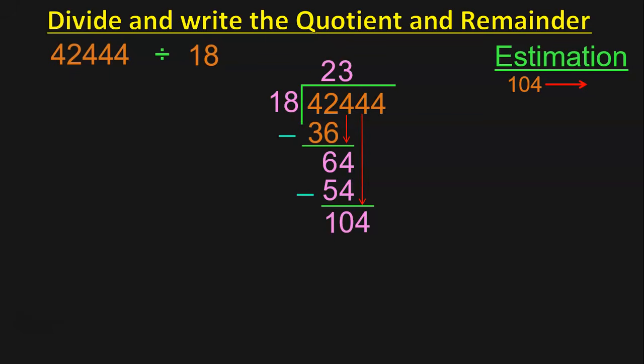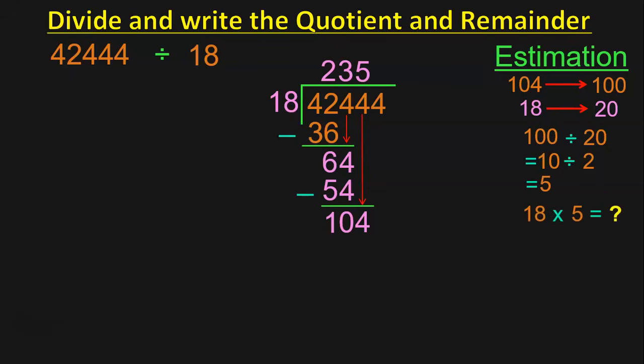You round off 104 the nearest 100 now, and it is 100. Round off 18 to the nearest 10, it is 20. So 100 divided by 20, which is nothing but 10 divided by 2, which is equal to 5. Let us try with the quotient of 5 now. What is 18 into 5? 5 8s are 40. 5 into 1 is 5. 5 plus 4 is 9. So 18 into 5 is 90. If you try 18 into 6, it is going to be more than 104. So we have to use only 18 into 5. What is the remainder? You get 14.